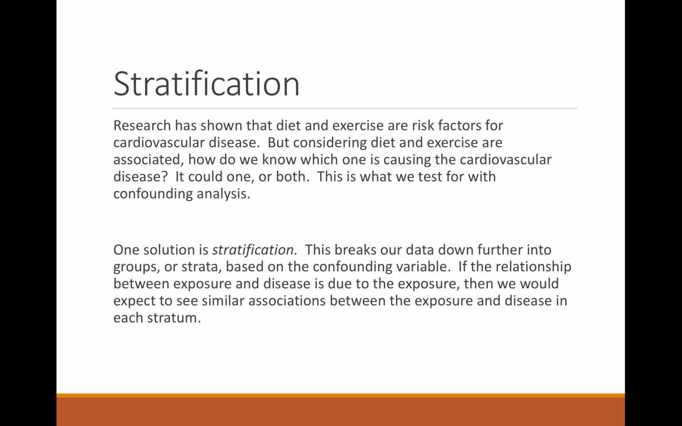And so the process of stratification is just breaking our data down into groups, or strata, and we can base those groups on any fashion that we like, but in confounding, we want to break them down on the confounding variable. If we put the data into groups based on that confounding variable, then we want to see if the relationship between exposure and disease is actually due to exposure. And if it is, then we would expect to see an association between the exposure and disease in both of the groups.